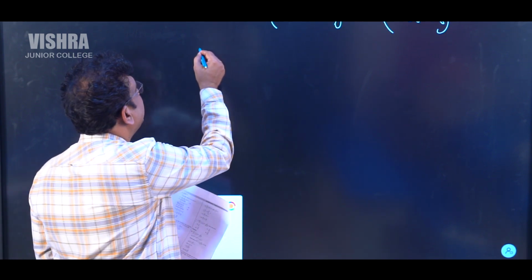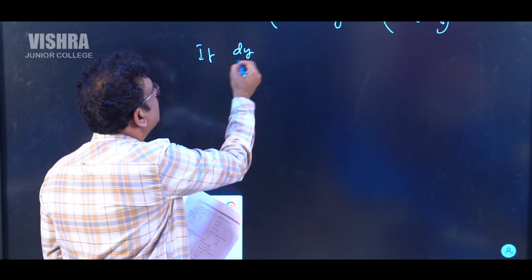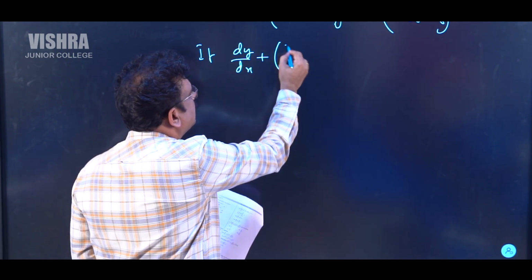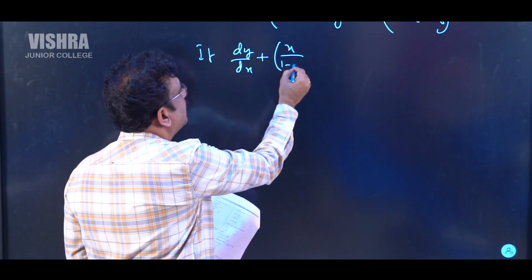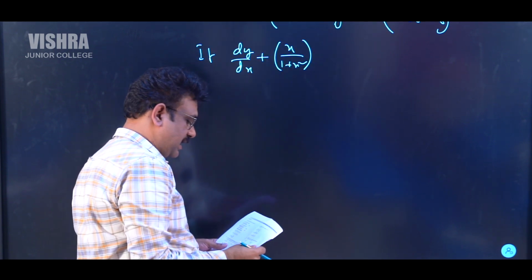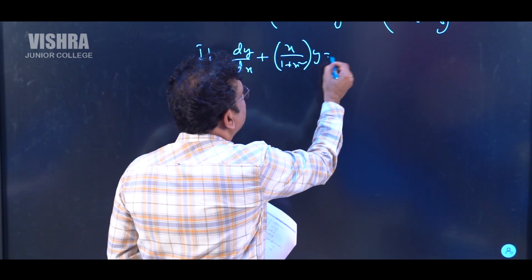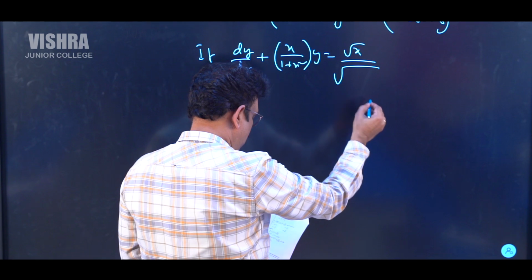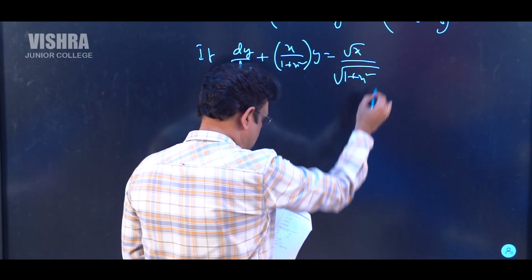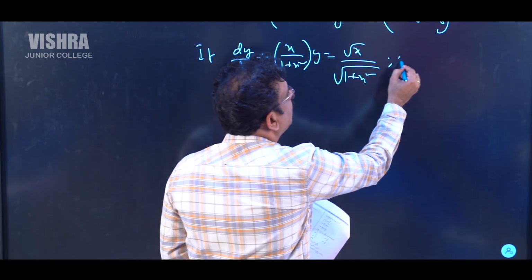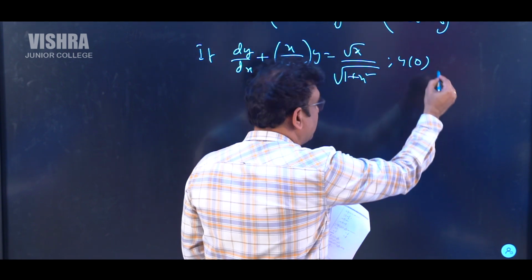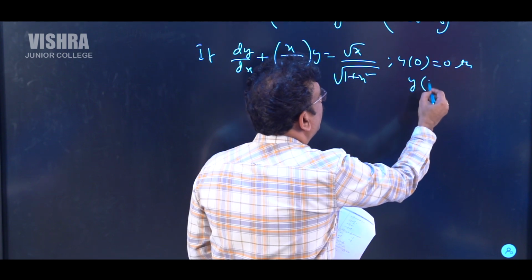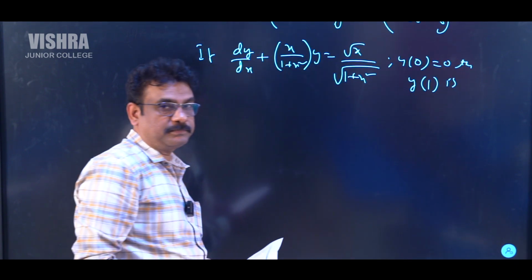If dy by dx plus x by 1 plus x square into y is equal to root x by root of 1 plus x square, and y of 0 is equal to 0, then y of 1 is?